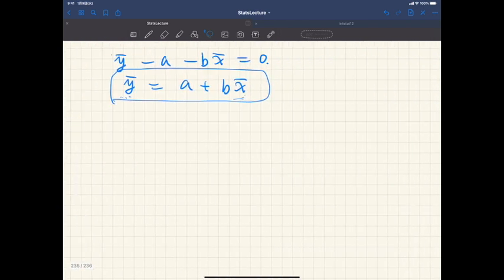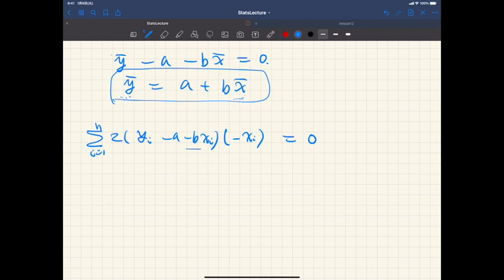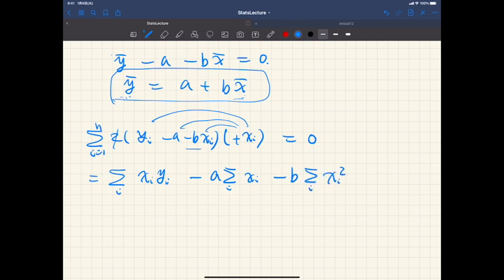Okay, so the second equation is this one. Since this is equal to 0, we just cancel this 2 and this negative sign. So let's see. If we distribute this, we have the left hand side equal to sum of xi yi, minus a sum of xi, and minus b sum of xi squared, equal to 0.